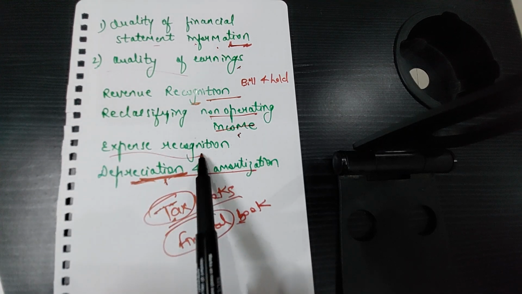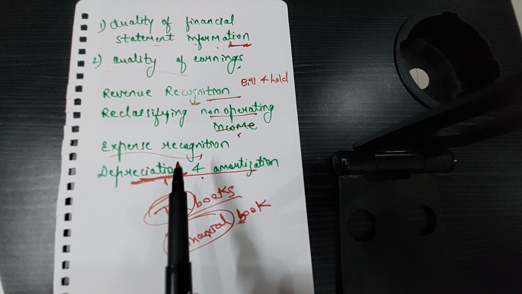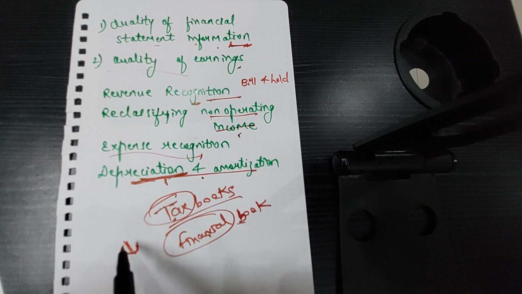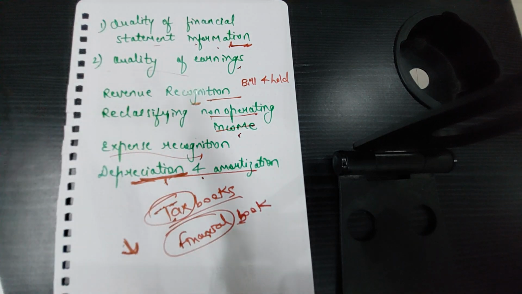Then there is expense recognition. Some expenses might be capitalized, so that in one particular year you are not showing a large expense which drives down your operating income. So all these things companies do, and we have to make sure of the quality of this information.